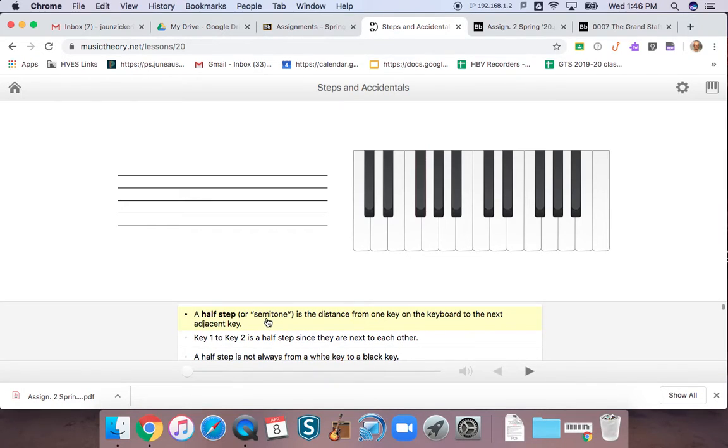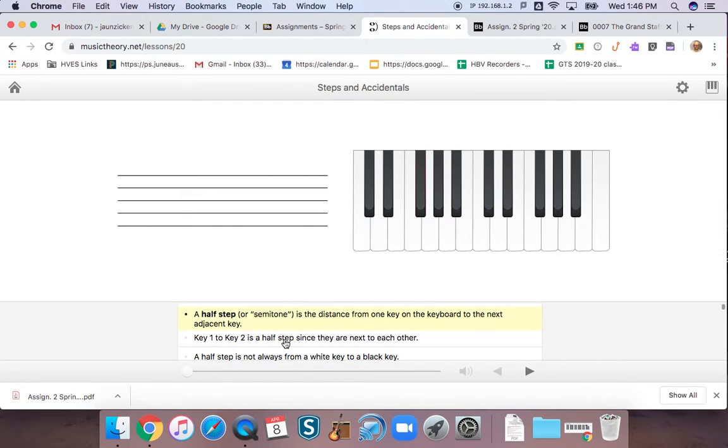So a half step or a semitone is the distance from one key on the keyboard to the next adjacent key. So the distance between a white key and a black key would be a half step, for instance, or any notes that are basically touching each other on the keyboard. The distance between those 2 notes is a half step.